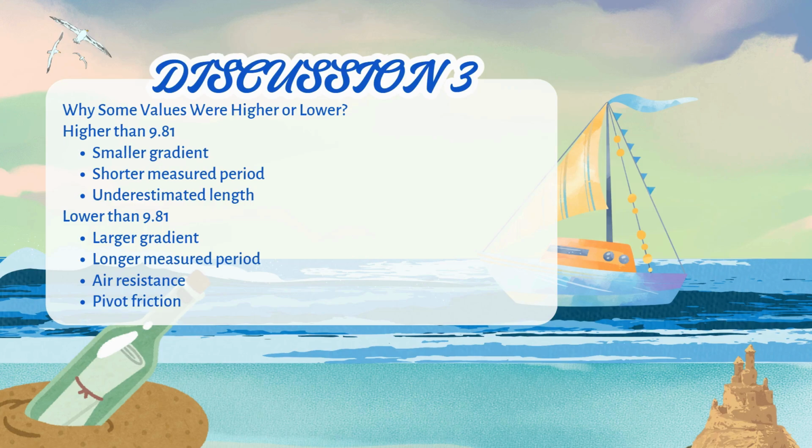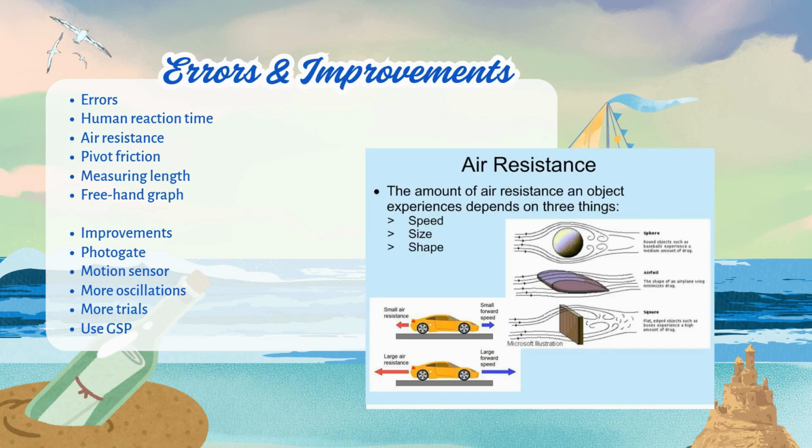On the other hand, values lower than 9.81 occur when the graph had a larger gradient. Longer measured period caused by reaction time, air resistance, and also pivot friction increase the slope, leading to a slightly smaller value of gravitational acceleration. Fortunately, these differences were very small and are considered normal experimental errors.